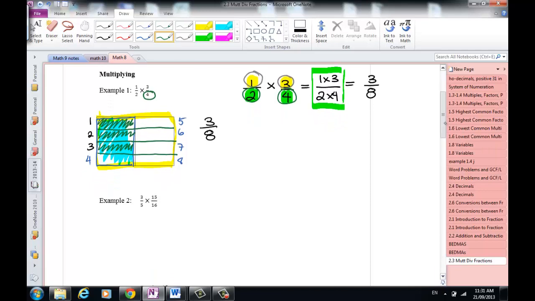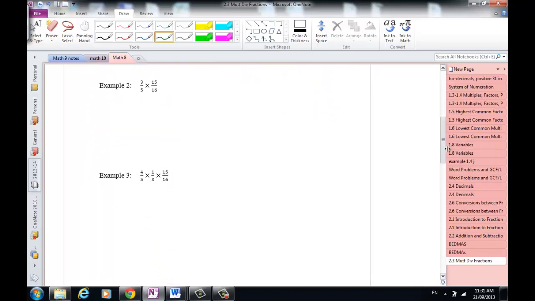All right, let's do another example. So this one we're just going to look at the shortcut. So I have 3/5 multiplied by 15/16. And again, there's another shortcut that I'm going to show you in a minute, but first let's just do it like we did before. So the top pieces are multiplied by the top, and the bottom pieces by the bottom. And so what we end up with is 3 multiplied by 15 is 45, and 5 multiplied by 16 is 80.